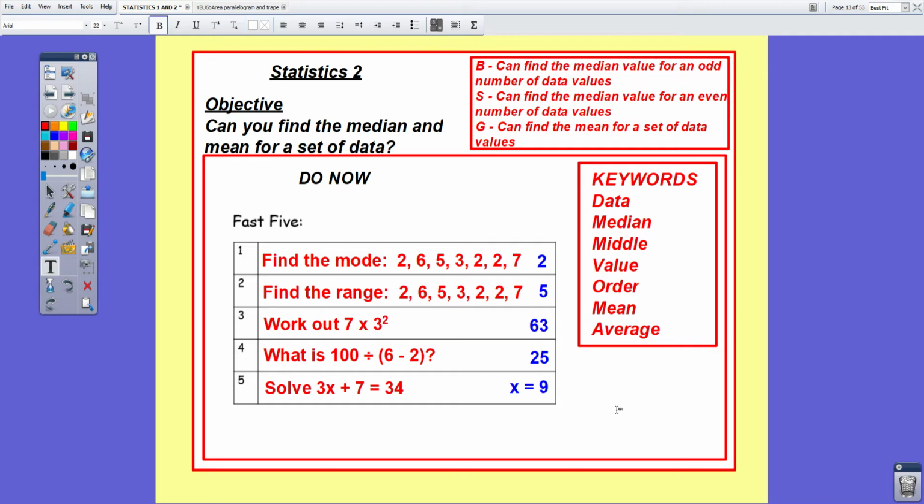So today, bronze, we're going to be looking to find the median value for an odd number of data values. Silver, find the median value for an even number of data values, and gold can find the mean for a set of data values. Keywords then are data, median, middle, value, order, mean and average. And we'll be looking at these things as we go.